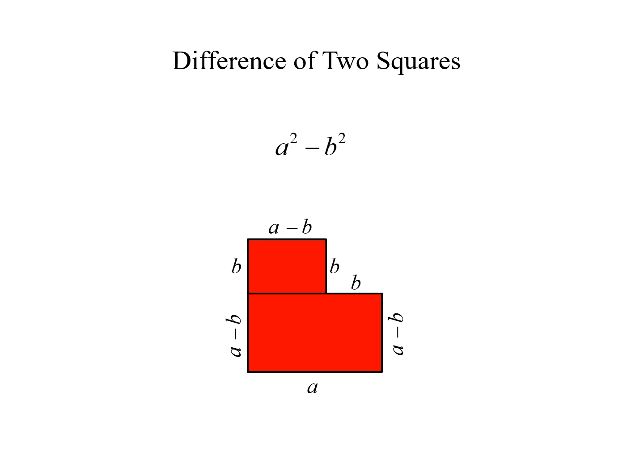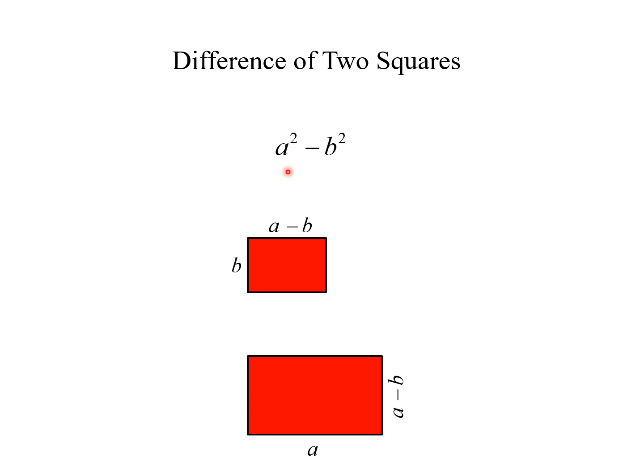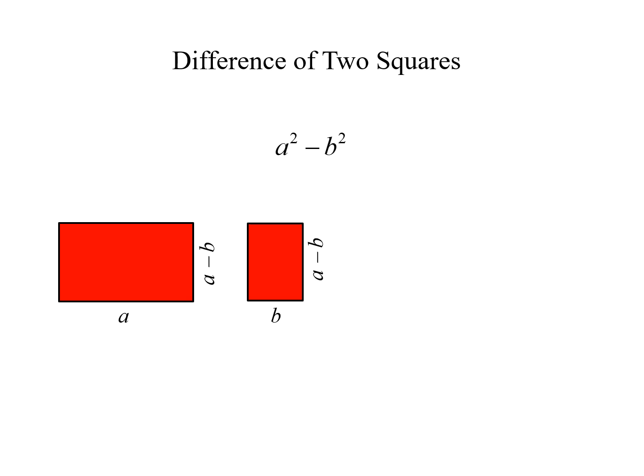I'm going to break those rectangles apart. Now remember that a squared minus b squared is really the area of both of those rectangles combined. Now, what I'm going to do is take that little rectangle and rotate it. I'm going to take the big rectangle and put it up next to the little rectangle, on the left side. I'm going to push those rectangles together.